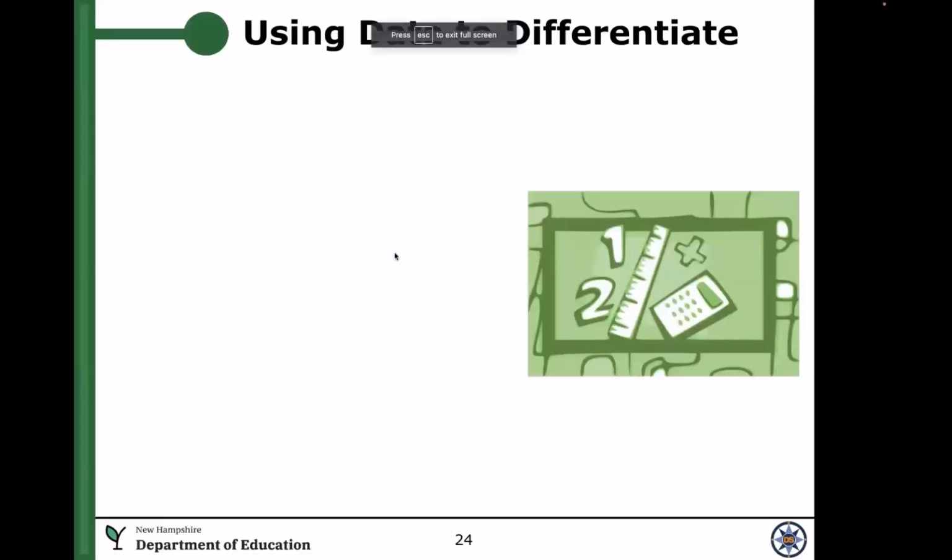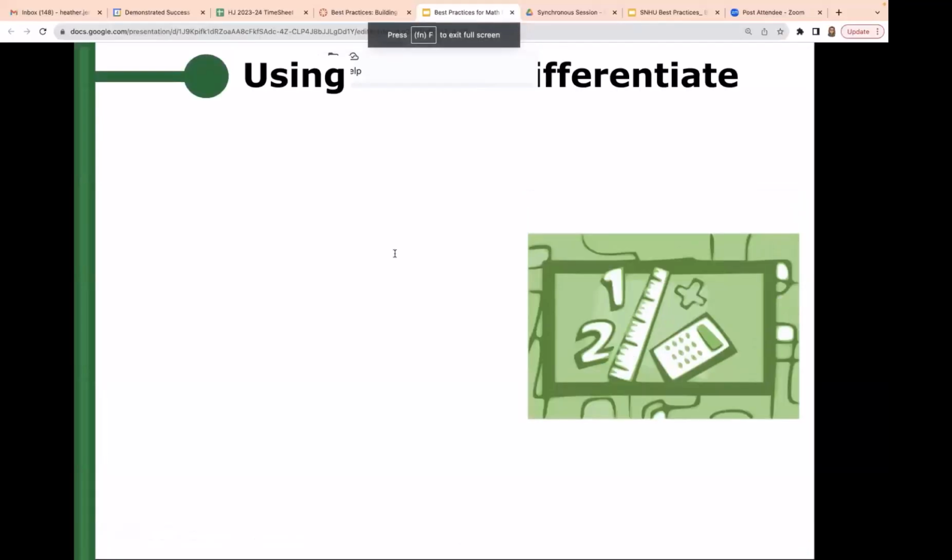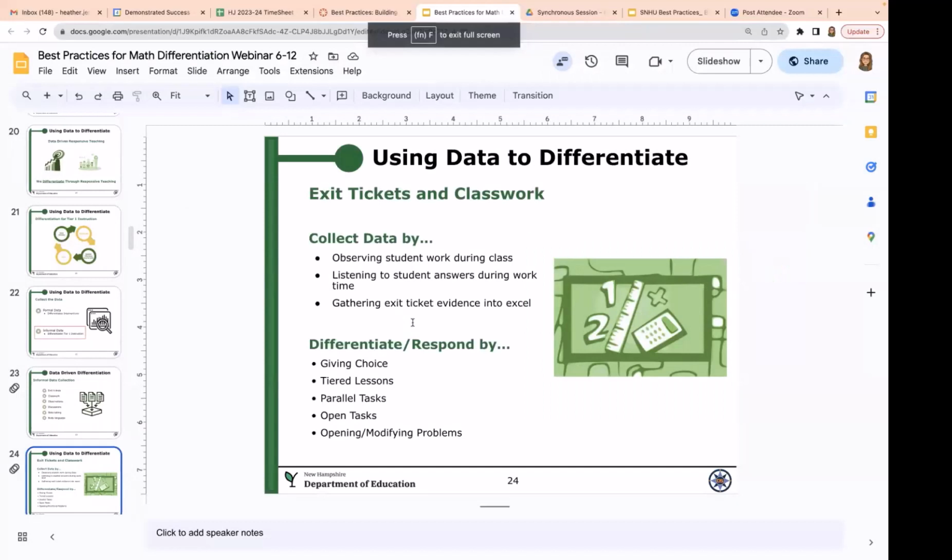And when we think about collecting data, so sorry. I'm going to keep it here for just a second.